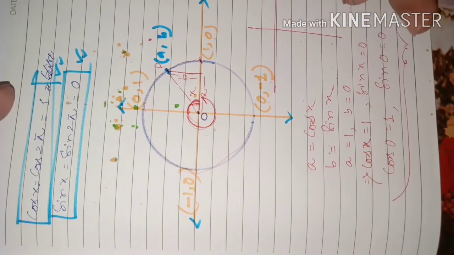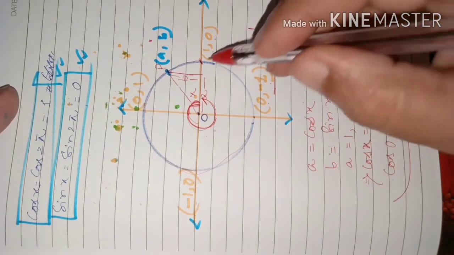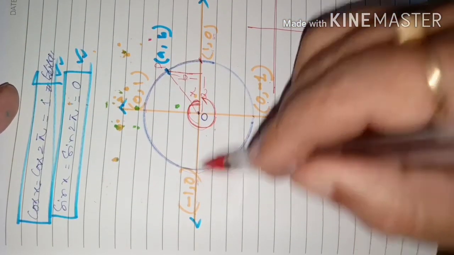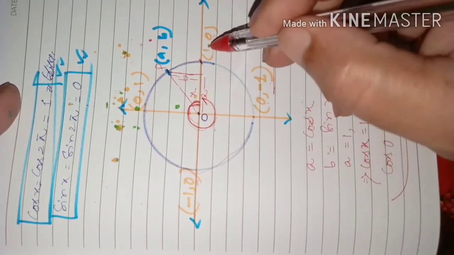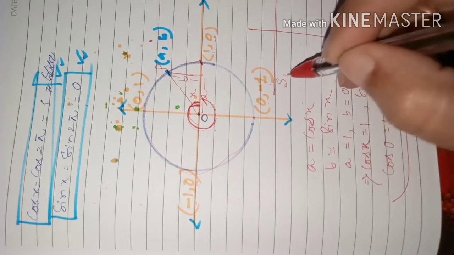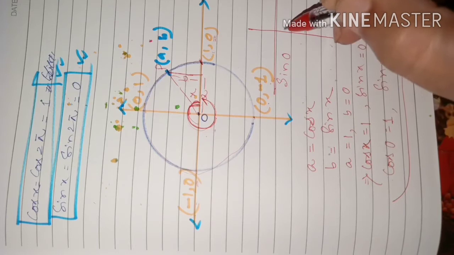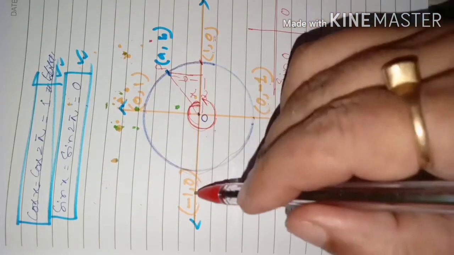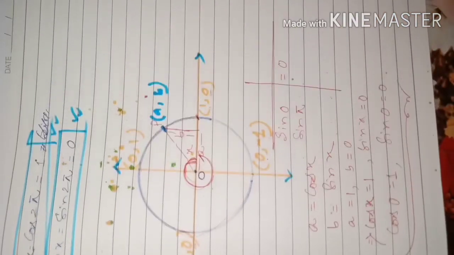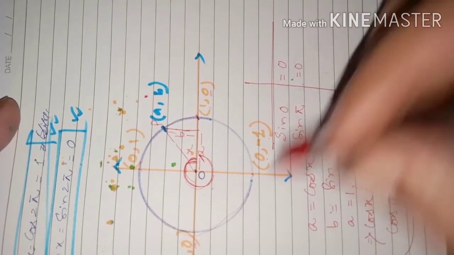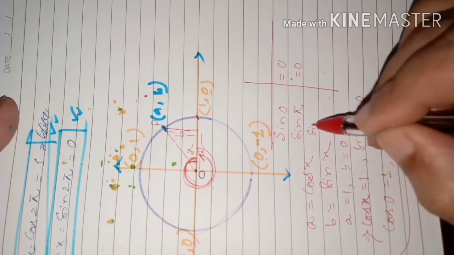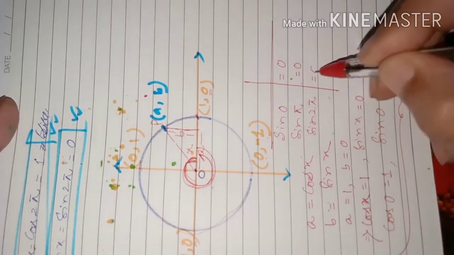Just see, sin is 0 here, again sin is 0 here, again sin will be 0 here. How? The second point is sin 0, so sin 0 is 0. Again, sin pi is also 0. Then pi and one more pi means twice pi, and sin twice pi is again 0.